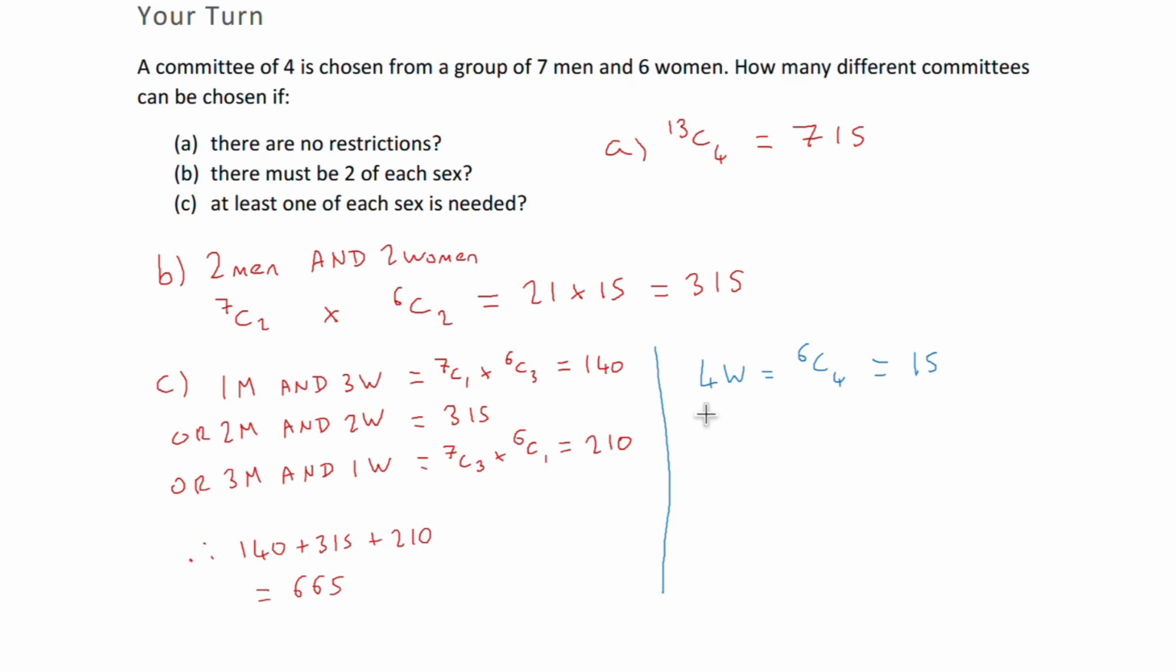And the other way would be if there were 4 men, which would be 7 choose 4, and again, technically times by no women, which is 6 choose 0, but that's just 1. And 7 choose 4 is 35. That means there are 15 plus 35, which is 50 ways it can't happen.